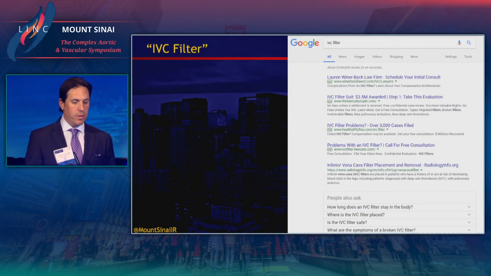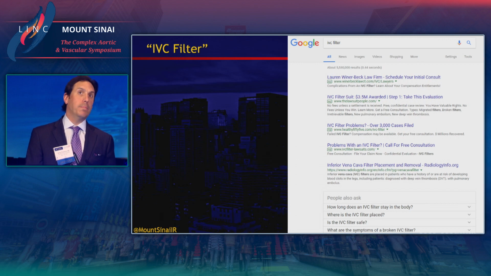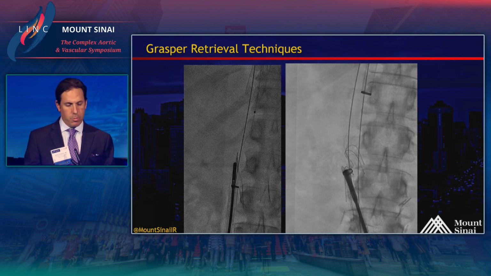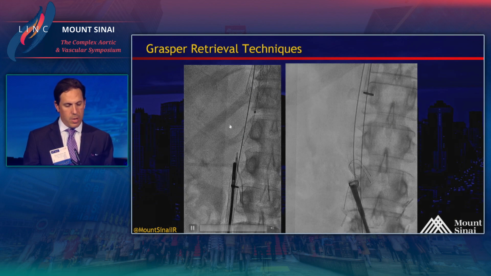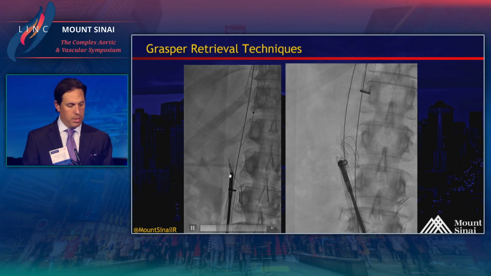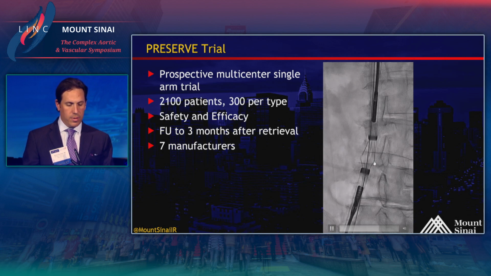And when you Google IVC filter, the first 5 things that come up are lawsuits, and if you look at the questions down there at the bottom, these are questions that people are typing into Google just to make everybody aware. And we showed a couple of these grasper removal techniques earlier, so I'm not going to go over this in detail, but you can see this is just an example of removing an Option filter from the groin, and this is an example of removing an Optease filter using a double grasper technique.